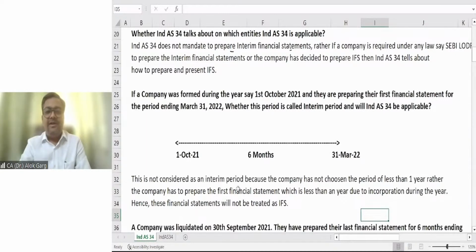This is not considered an interim period because the company has not chosen a period of less than 1 year, right? Rather, the company has to prepare the first financial statement, which is less than a year due to incorporation during the year. Hence, these financial statements will not be treated as interim financial statements, right? Is that clear?